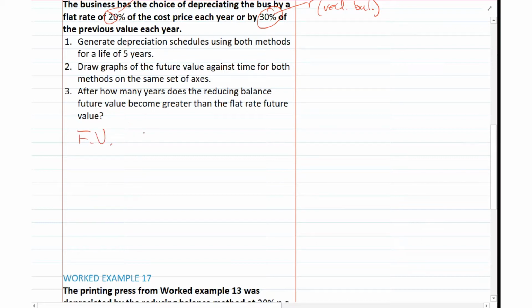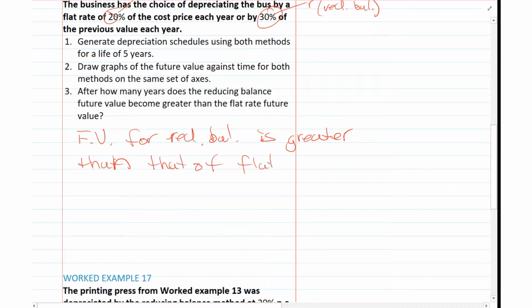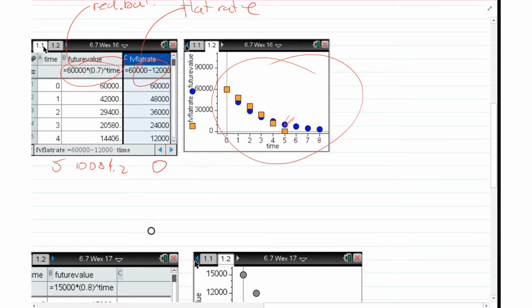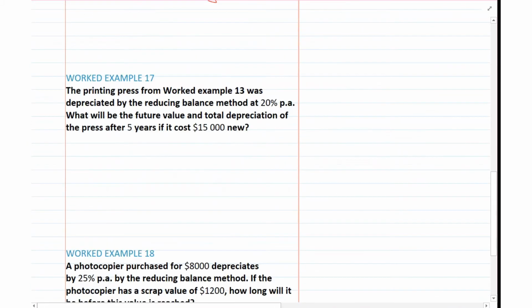Future values for reducing balance is greater than that of flat rate after 4 years. Keep in mind, the question might ask you which is the better option after 2 years. If that was the case, you'd say flat rate.